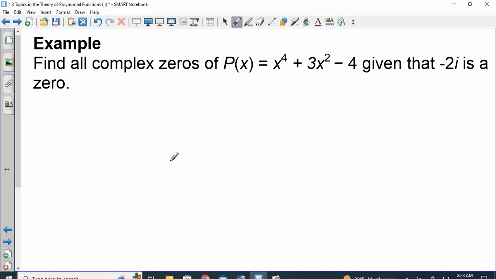Synthetic division, with negative 2i, just like we were doing in the last section. Negative 2i. And there's going to be a 0 because we're missing terms. I have a 1x to the fourth, 0x cubed, I have 3x squared, I have 0x, and I have negative 4.